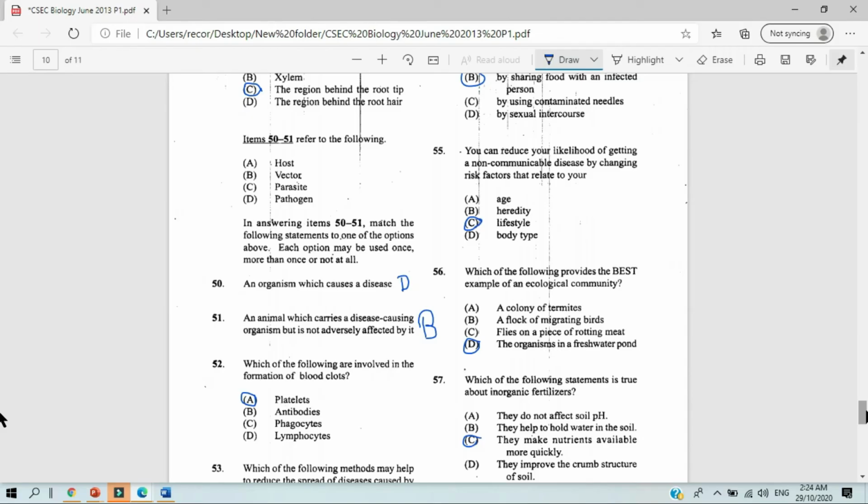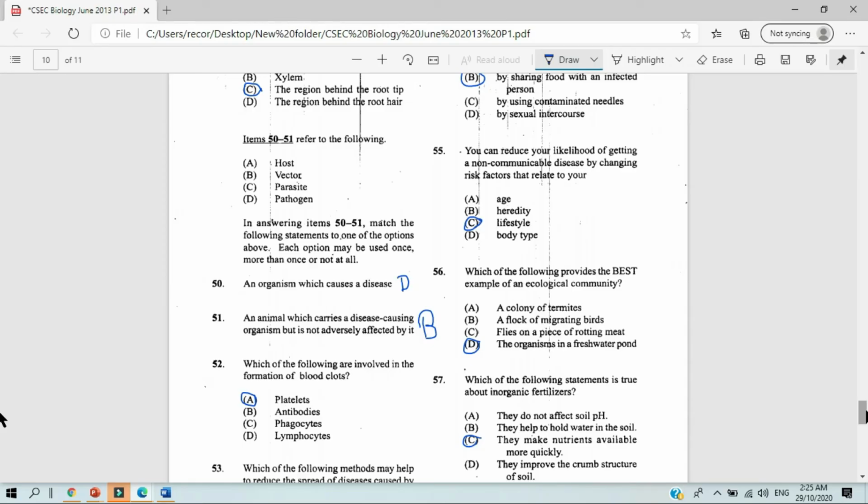So here our best answer is going to be the organisms in a freshwater pond. Look at the word organisms. Now there will be different types of organisms, and if there are different types of organisms, then we're talking about different types of populations. I remember that it's a combination of populations that would of course make up a community. So our best answer for 56 is going to be D, as is selected here.